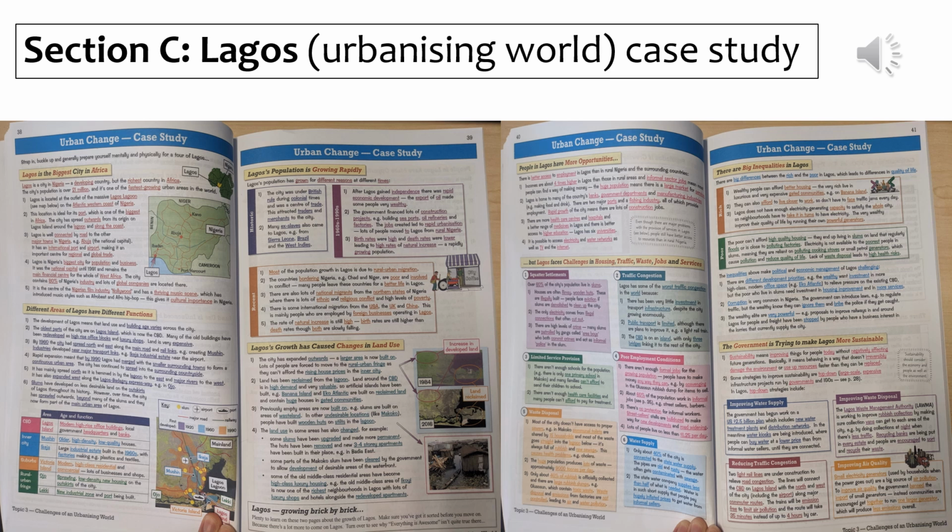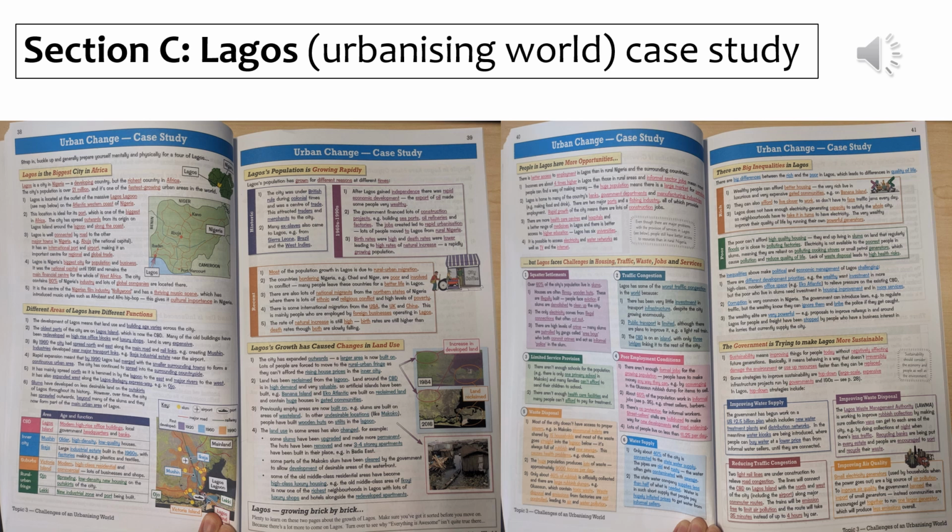There's big inequalities in Lagos between the rich and the poor. The very poorest people live in inequality-rich places like, for example, Makoko, whereas the richer people will live in places like Victoria Island and Banana Island, and their lifestyles will be very different.